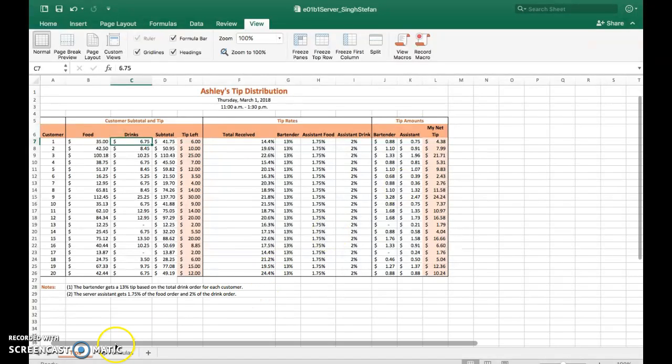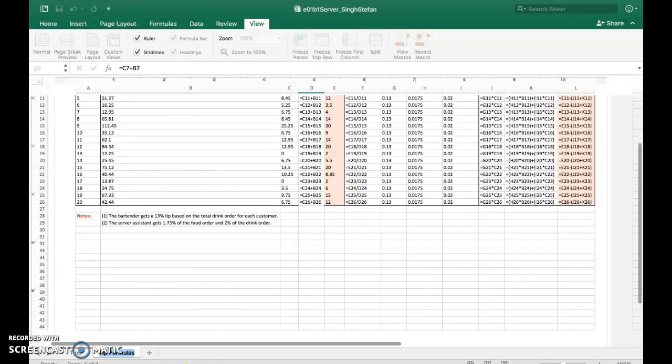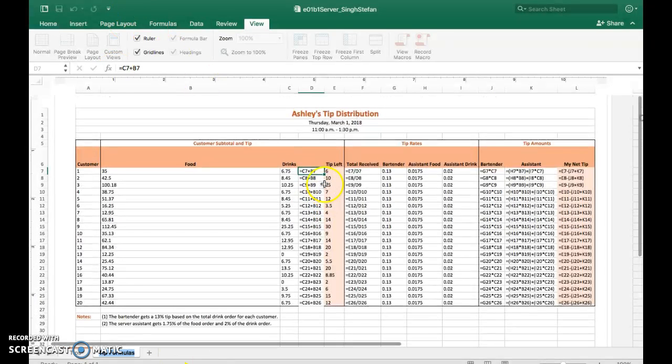So another sheet was also created. This sheet was used to show the formulas, and obviously for auditing purposes. And formatting was applied, so I made it into landscape, and column adjustments were applied as well to allow the sheet to fit onto one page.